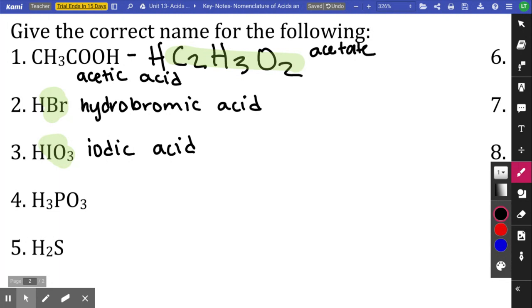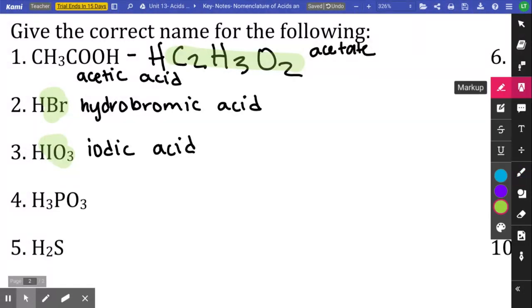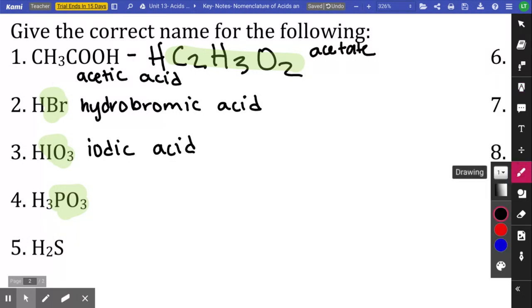All right, so then in our next one, we have H3PO3. It is an acid because it starts with hydrogen. It's ternary because it's made up of three elements: we have H, P, and O. So we have to figure out what our polyatomic ion is at the ending. That is phosphite. So it ends in ite, and ite is going to become ous.